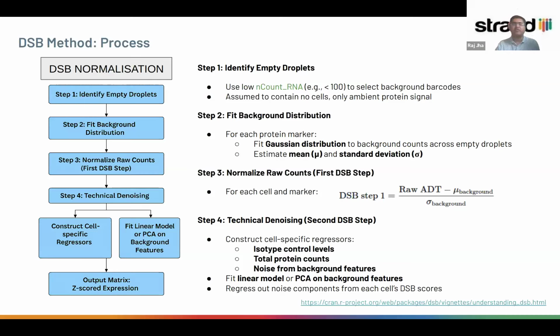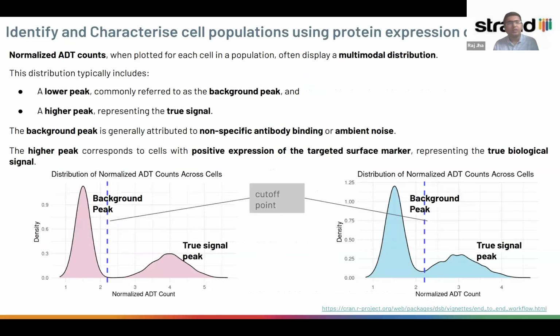Once this is done, you fit it on a linear scale or a PCA for the background modules, and then you regress out all of these components from each cell's DSB scores. Once this is done, you get an output matrix, which is Z-scored expression. Now this DSB process is complete. What it will give you is corrected expressions, and we'll see in the next slide how it will work. So now, once the normalization is done, you can identify and characterize cell populations using these protein data.